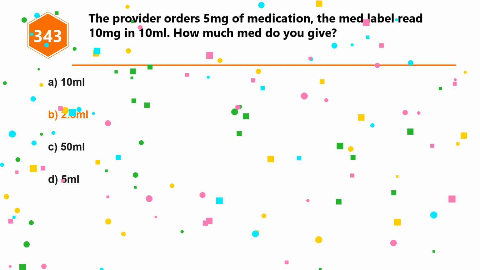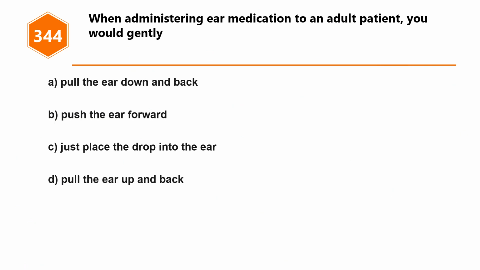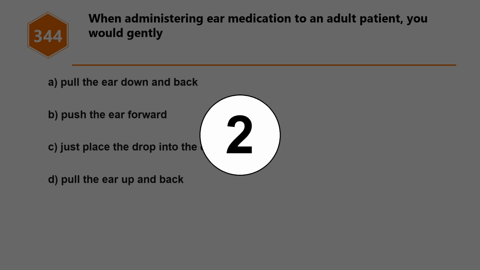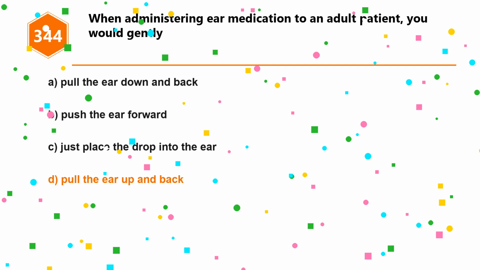The correct answer is option B, 2.5 milliliters. Question 344. When administering ear medication to an adult patient, you would gently: Option A, pull the ear down and back. Option B, push the ear forward. Option C, just place the drop into the ear. Option D, pull the ear up and back. The correct answer is option D, pull the ear up and back.